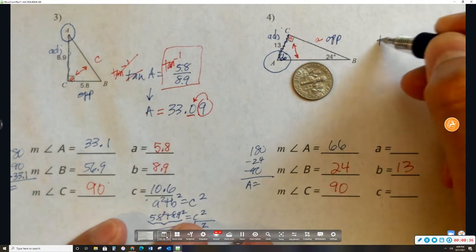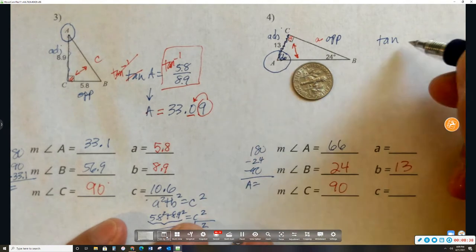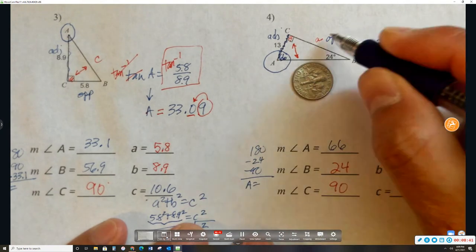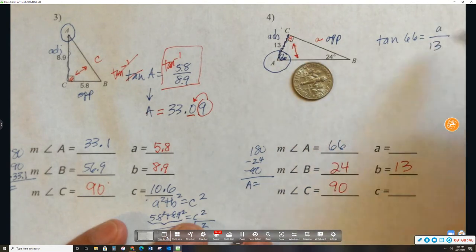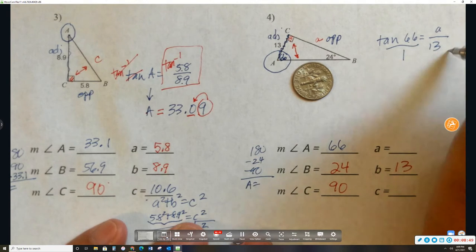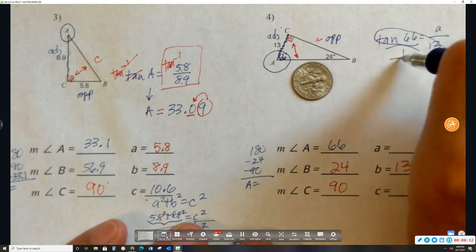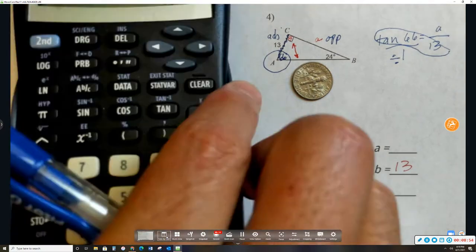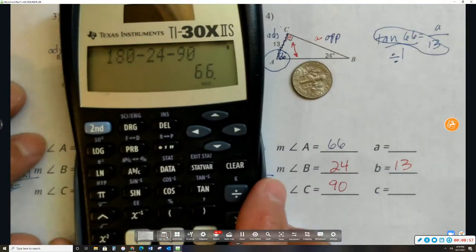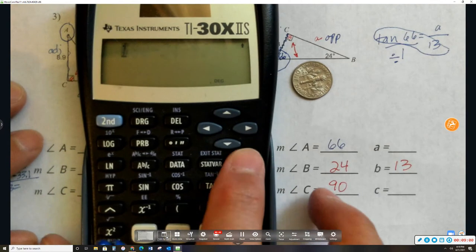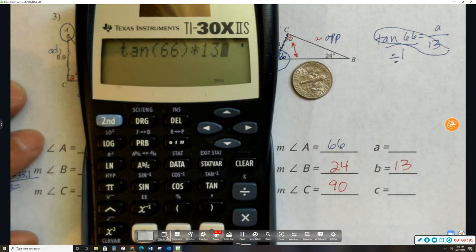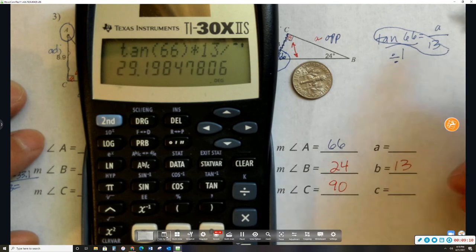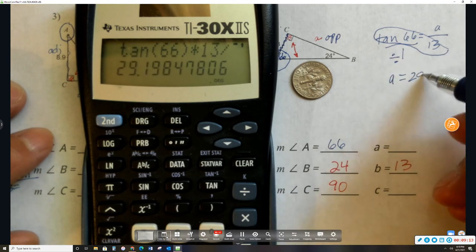So I'm going to say tangent of this angle, which is 66 degrees, is equal to the length of the opposite leg divided by the length of the adjacent leg. That's simple. Set it up as a proportion. Cross multiply so you don't grab the letter. Divide by what's left over. Type that in the calculator. When we type it in the calculator, it'll look like this. Tangent of 66 times 13. Remember, type in what's in the bubble first, and then divide it by 1. So we get A equals 29 point.